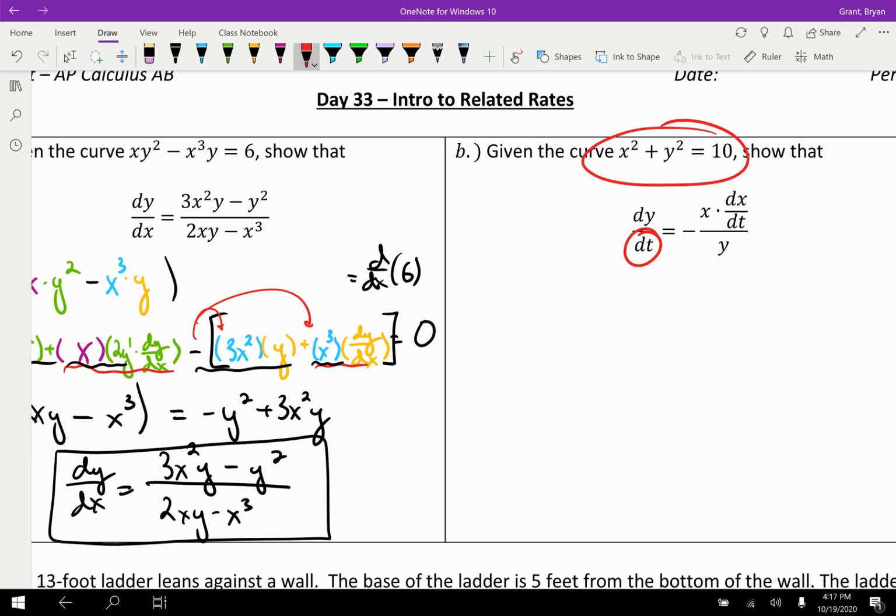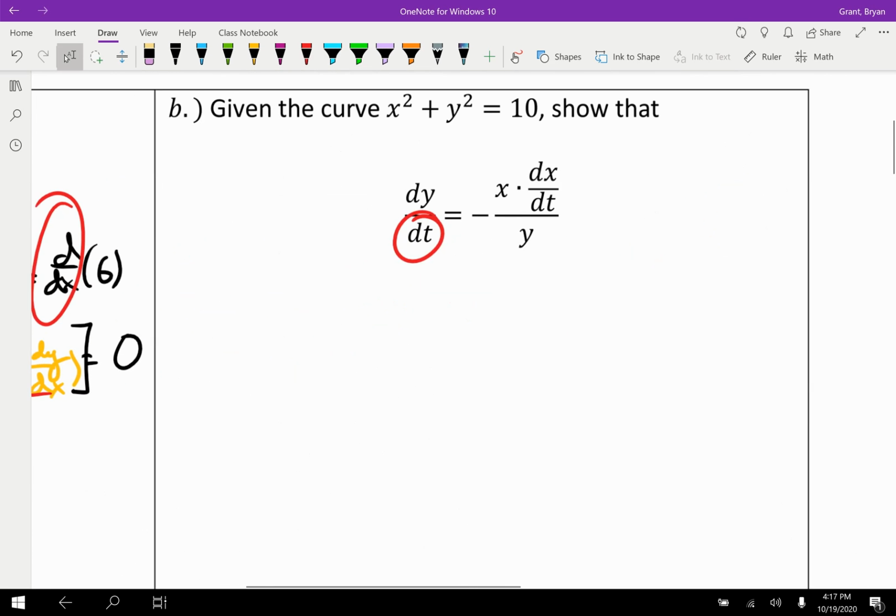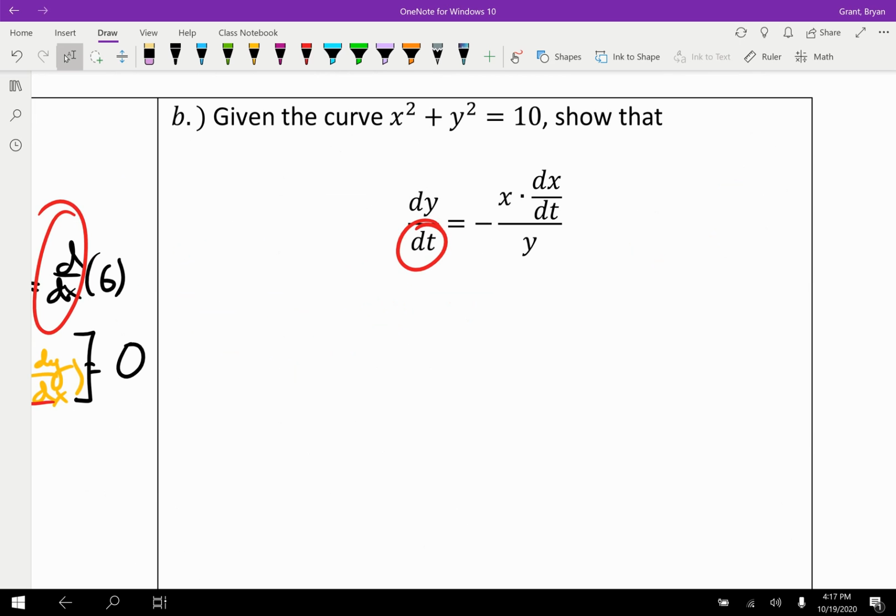Well, what do we do? We need to introduce that dt. The reason that there is this dx down here is because we did d dx of each side. So it seems to me then that we should probably go through and do d dt of each side of this equation. And that seems very, very weird. You're like, why are we introducing a variable?